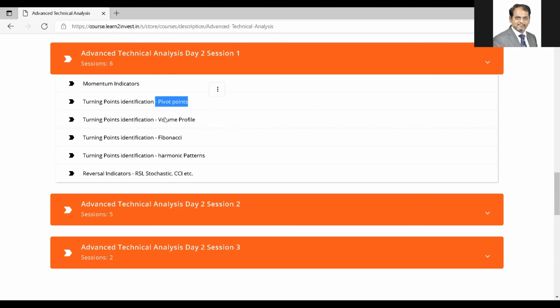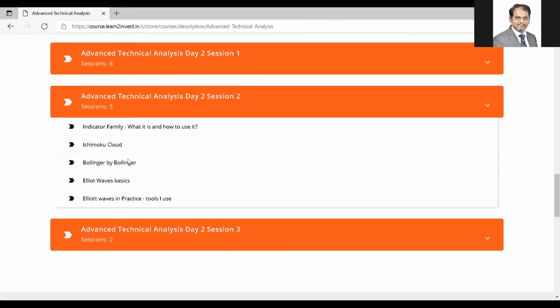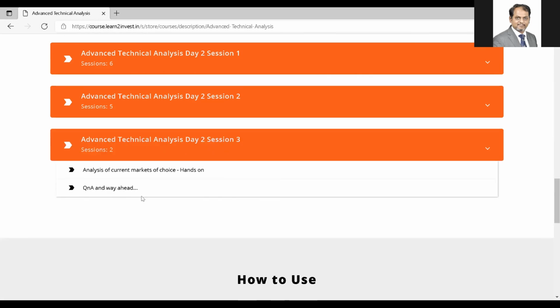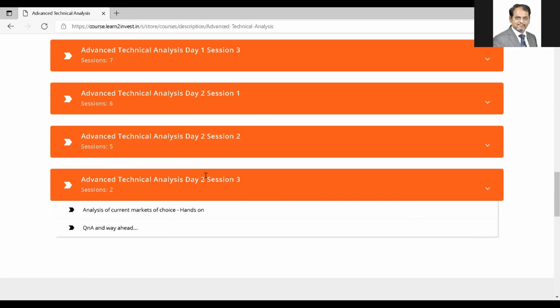We could do it based on pivot points. We could do it based on the volume profile. Works perfectly well. Fibonacci, harmonic patterns, and then of course the reversal indicators don't work so well, but we still cover that up. And then we start talking about the setups, trade setups. So how do you use Ichimoku, how do you use Bollinger, how do you use Elliott waves, what practical tools are there for using Elliott waves. And then we finish with the actual analysis, very detailed analysis, and then way ahead.